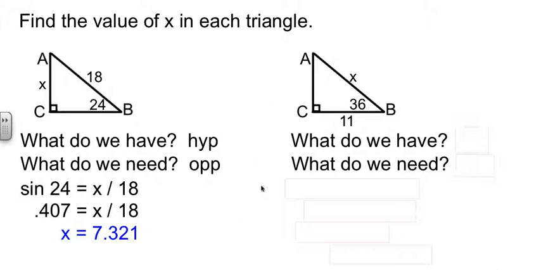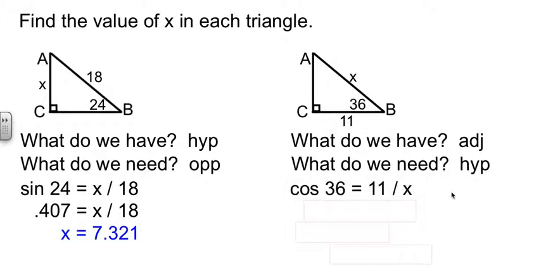Okay. Let's tangle with another one. We have a 36-degree angle. We have a side of 11, and we have a side marked for x. Okay. What information do we have? From here, this 11 is the adjacent side. What information do we need? We're looking for this side, which is across from the right angle, so we need the hypotenuse. Well, adjacent and hypotenuse, this sounds like a job for cosine.